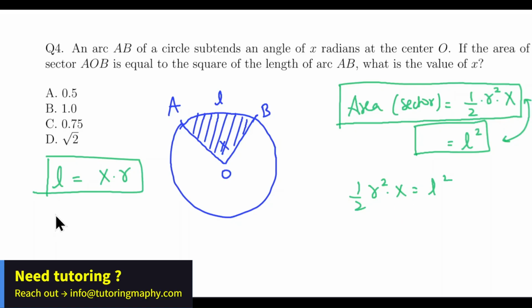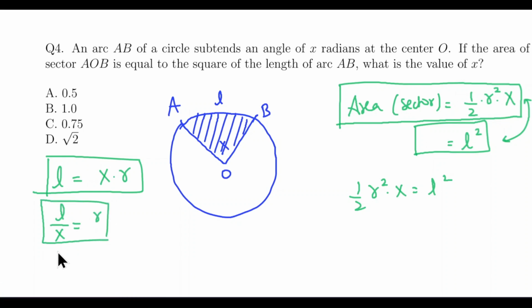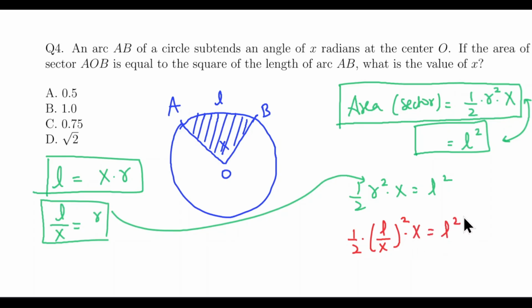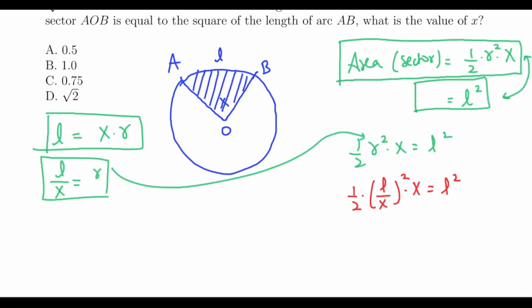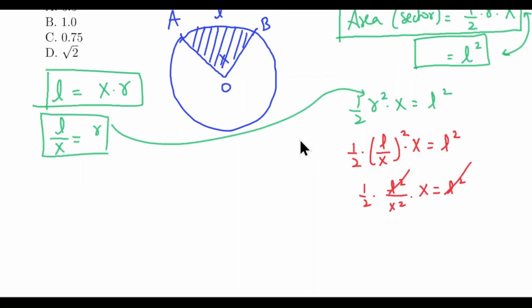So from this left one, I'm going to divide both sides by x so that I have the value of r that I'm going to sub in over here. So this is going to look like 1 over 2 times (L over x) squared times x is equal to L squared, right? So that's going to look like 1 over 2 times L squared over x squared times x is equal to L squared. Fortunately, L squared is gone. I'm going to multiply both sides by 2x squared. So x is equal to 2x squared.